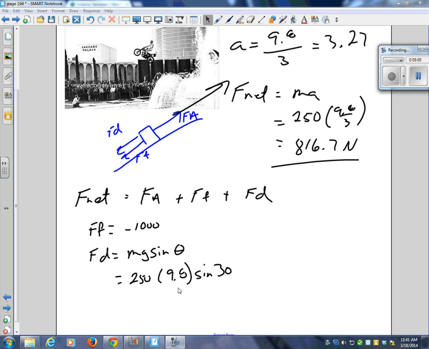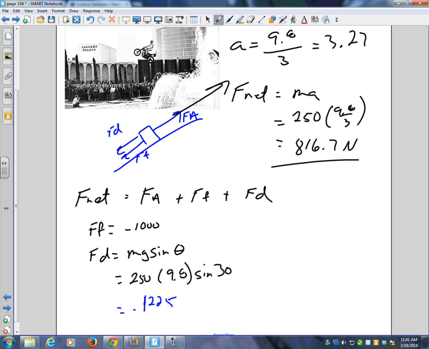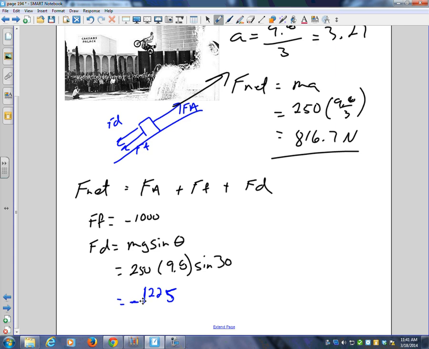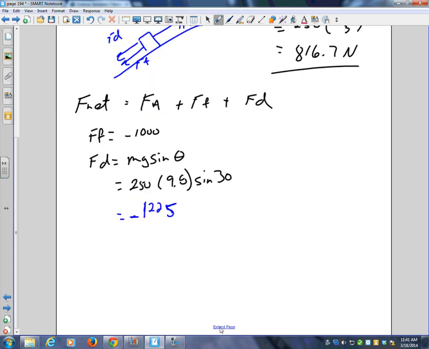Use 9.8. Use 9.8 because it's g. It's not ma sine theta. FD is the force of gravity down the plane. So it is 250 times 9.8 times sine 30. So that gives you minus 1225. Now where did the minus sign come from? Because when you take those calculations, you're not going to get a negative. So where does this negative sign come from? It's down the ramp. I put it in there. I have to be smart enough to realize that it's down the ramp and make it negative. That's minus 1225 newtons, the force down the plane.